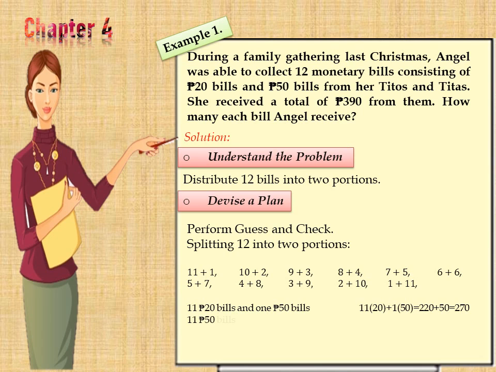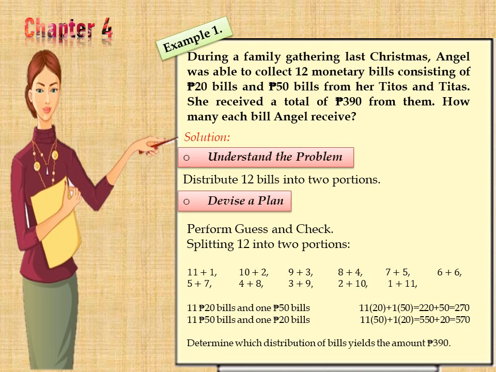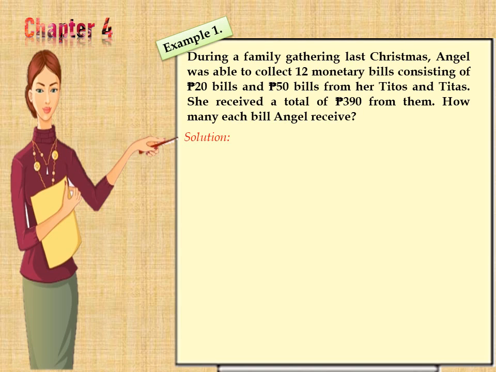And vice versa, suppose we have 11 50 peso bills and 1 20 peso bill. So we will have 11 times 50 plus 1 times 20, and the total amount would be 570. So take note, in the distributions we took here, none equals 390 pesos. So what we will do here is determine which distribution of bills yields the amount of 390.